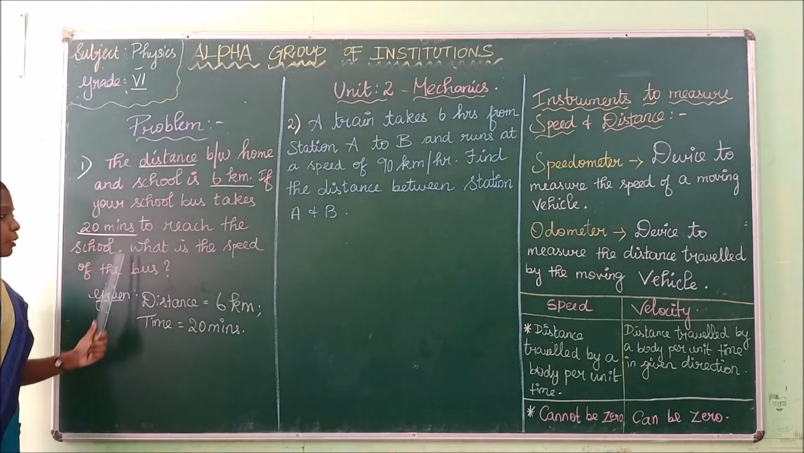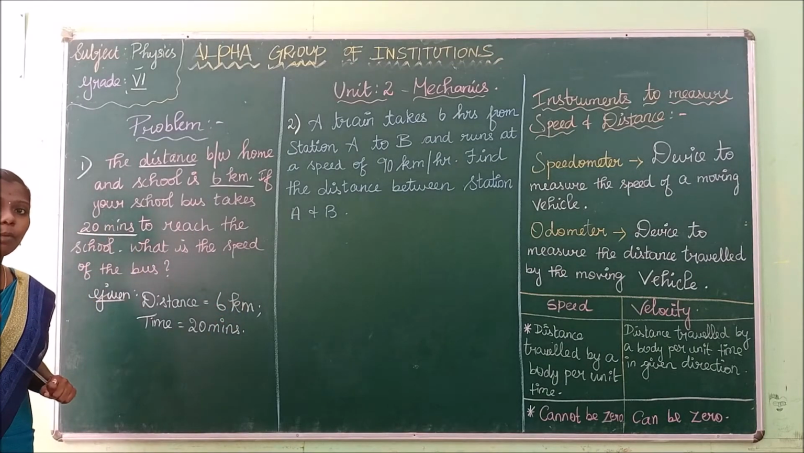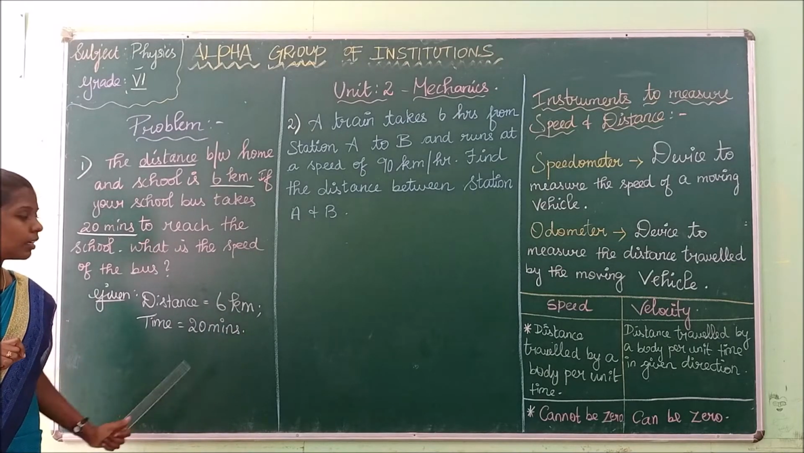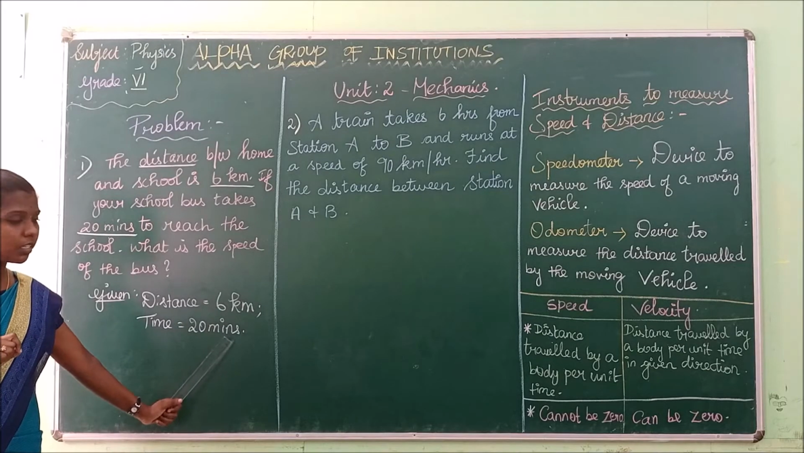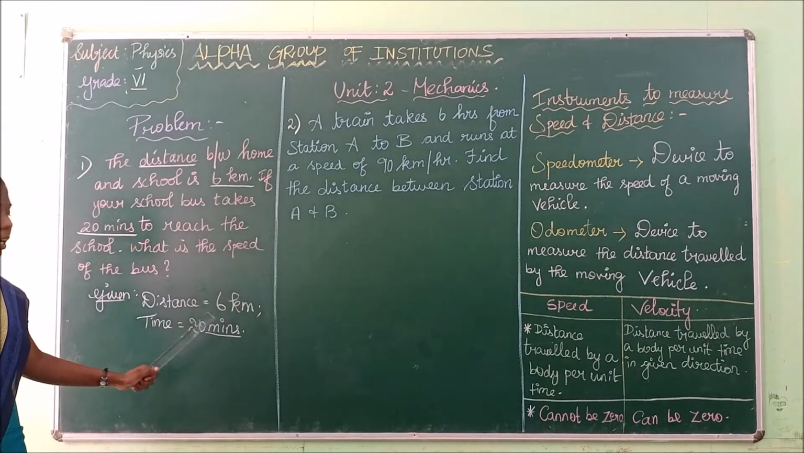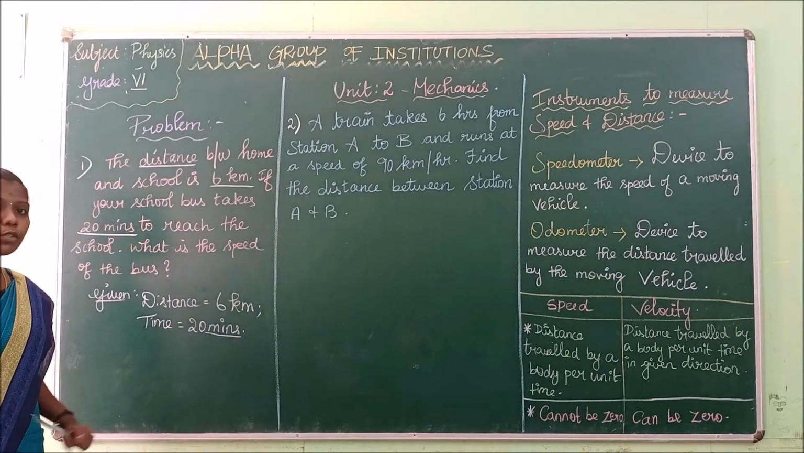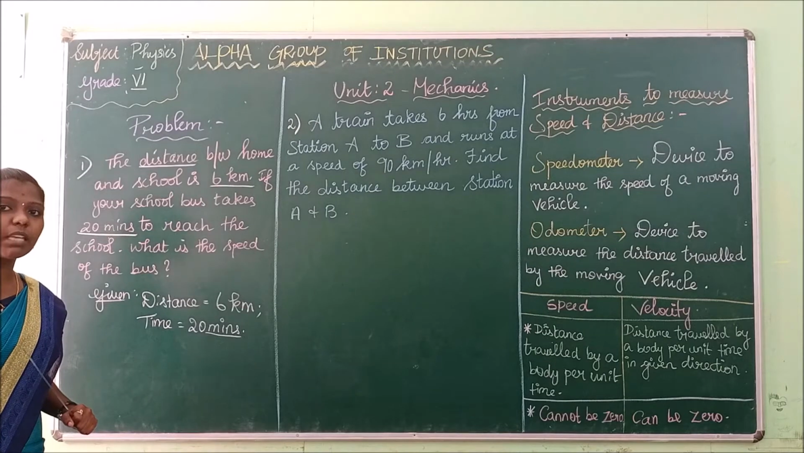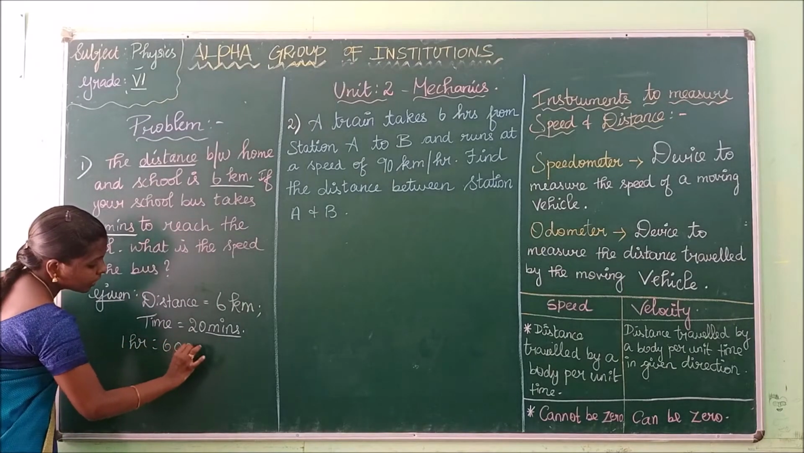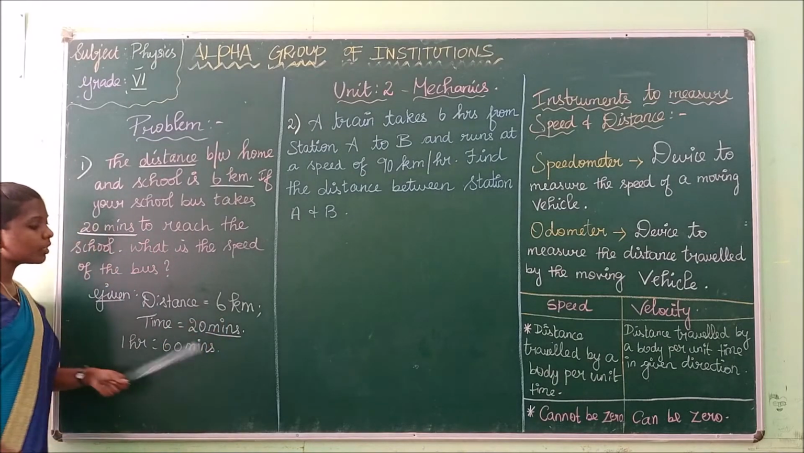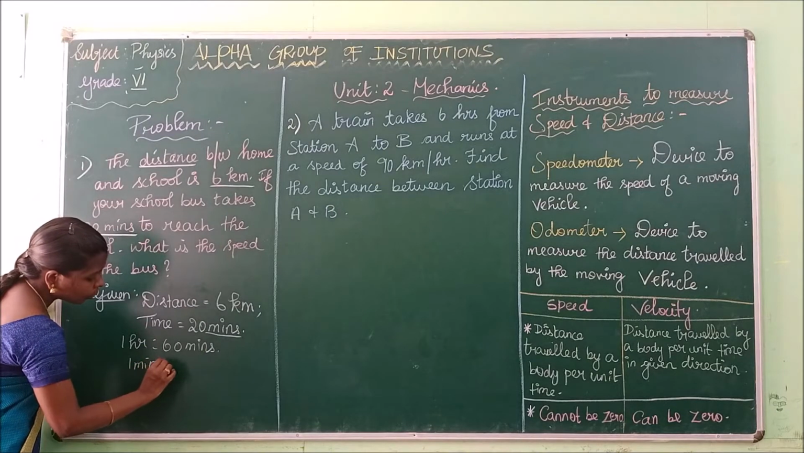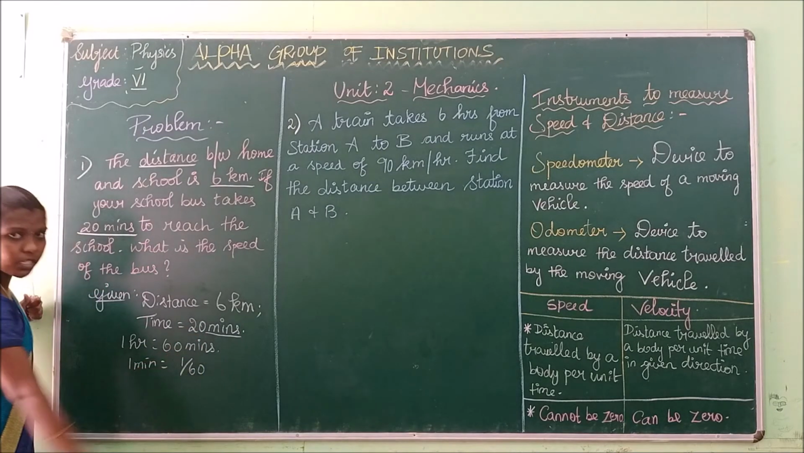What is the unit of speed? Unit of speed is kilometer per hour. Distance they have given in kilometer and time they have given in minutes. You have to convert this minute to hour. So 1 hour is equal to 60 minutes. So you have to convert these minutes to hour. So 1 minute is equal to 1 by 60. Is it clear?